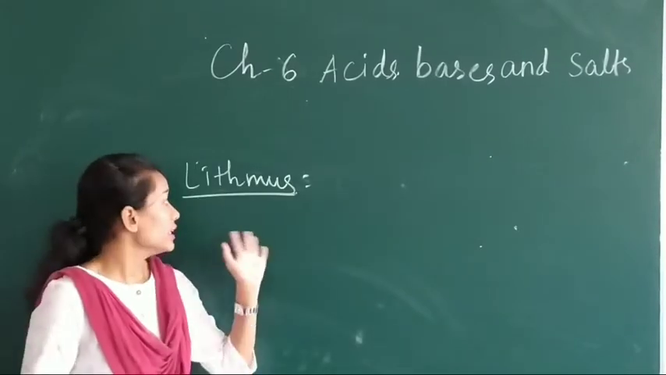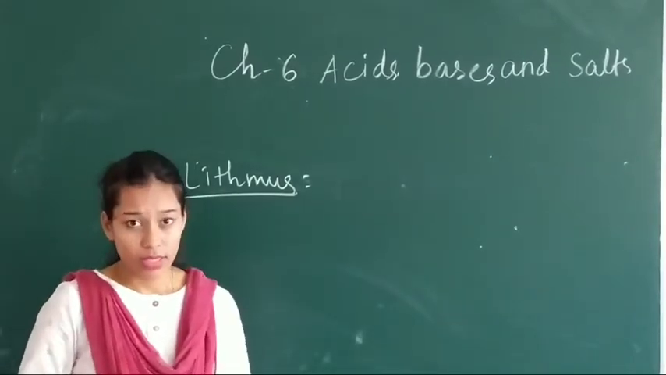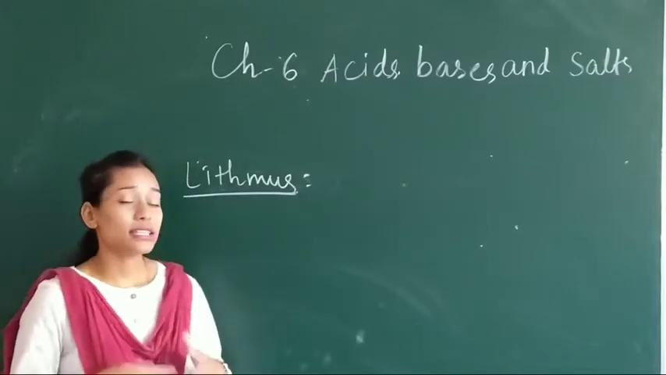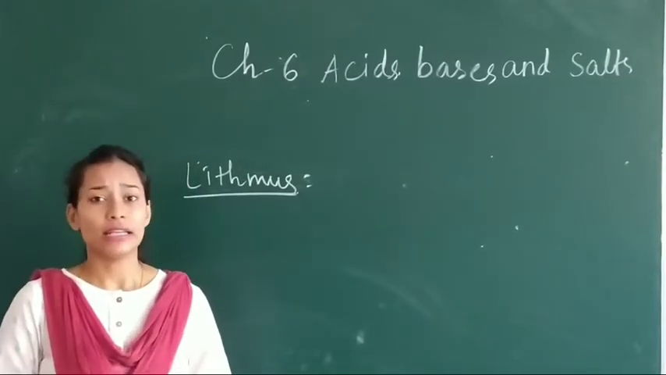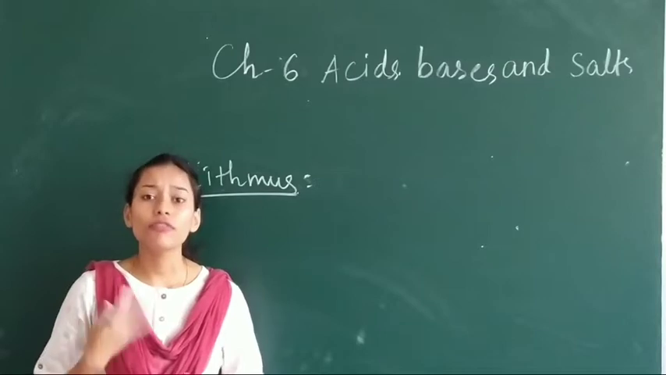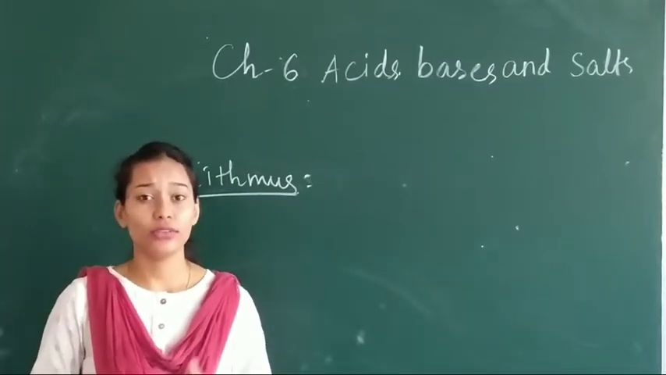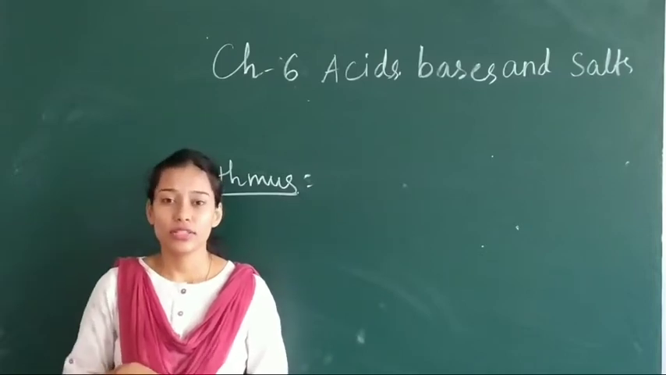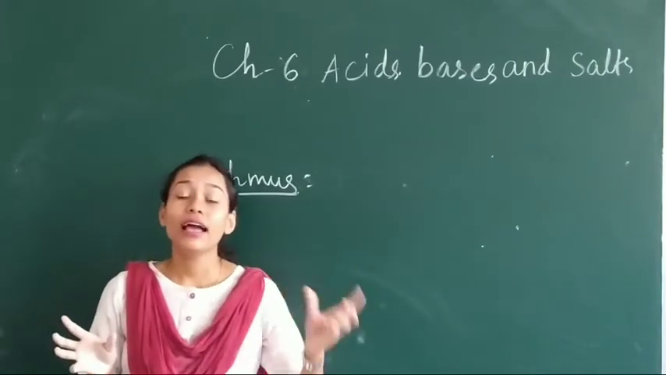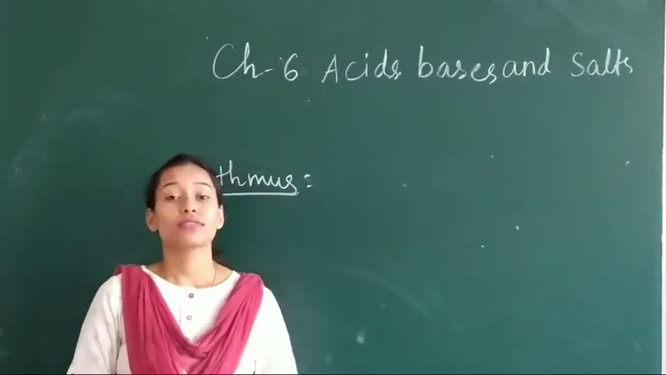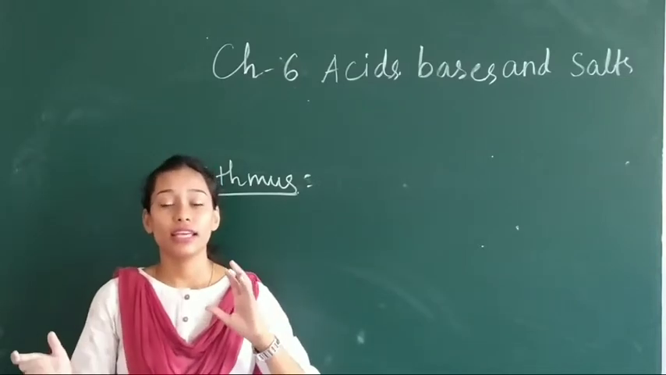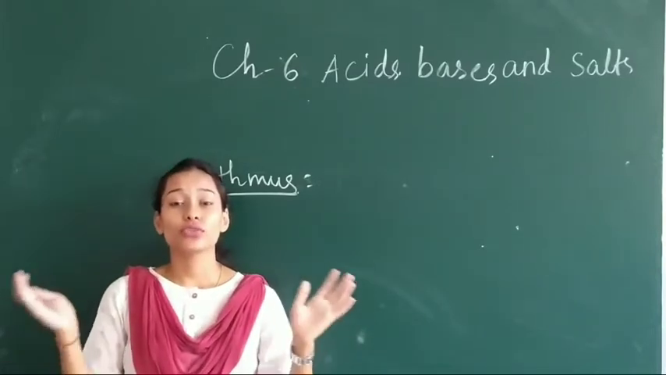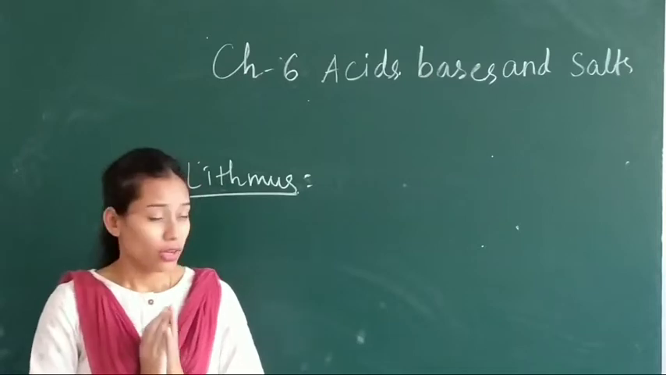Now you see litmus. What is litmus? Litmus is a natural indicator. It is made from the extract of lichen. Do you know what a lichen is? It is a symbiotic association between fungi and algae. These two combine together, fungi and algae, to form a lichen.